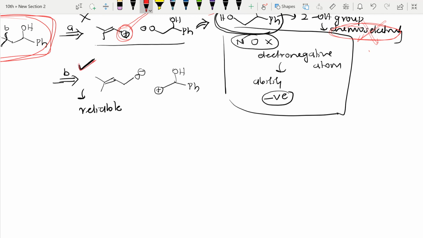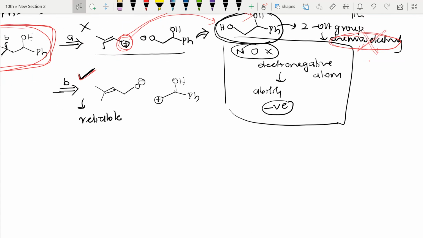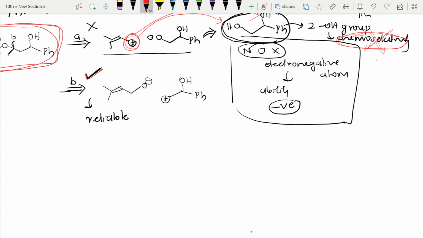In some cases what happens, you may disconnect, but the problem is that the carbocation formed should be stable, otherwise we don't get any reagent which can give the carbocation, which is unstable. But here the carbocation is stable. See here, I will write it down.